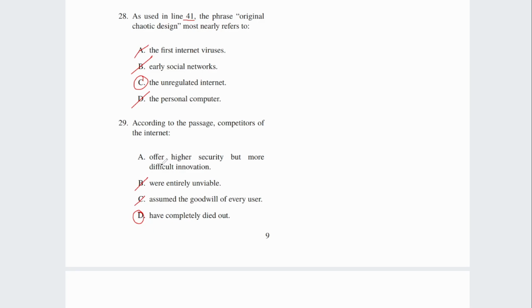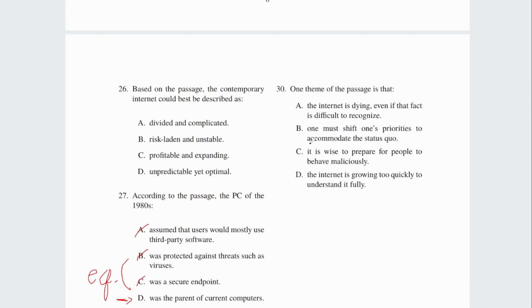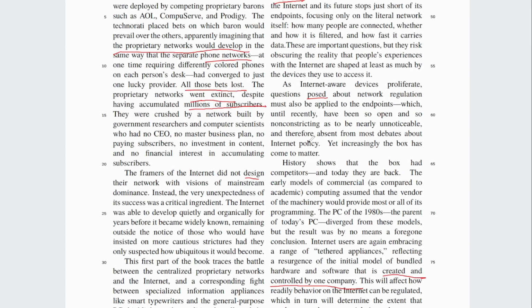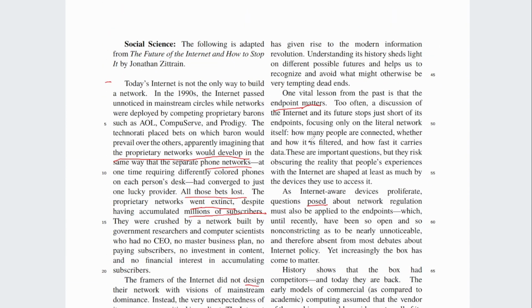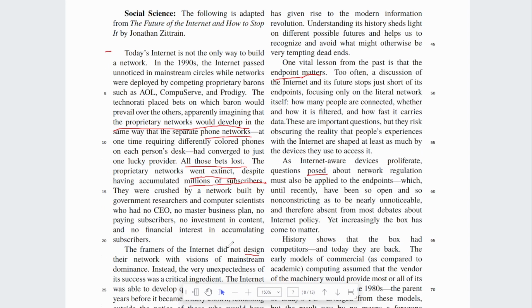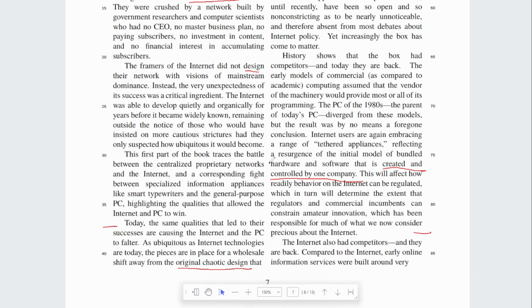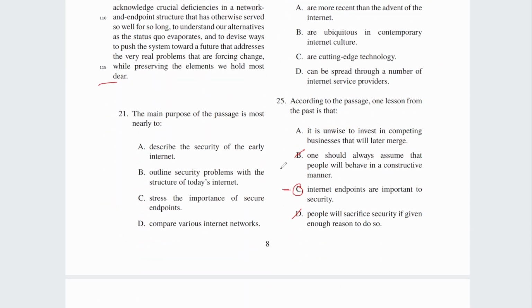And the same way that we don't know whether answer choice C is right, we also don't know whether answer choice A is right. Offering higher security but more difficult innovation, we don't know how they stacked up in terms of security. These old things that have all died out, we just don't really know. We know that they were proprietary and we know that they were backed by all of these CEOs, but we don't know how those networks were designed.